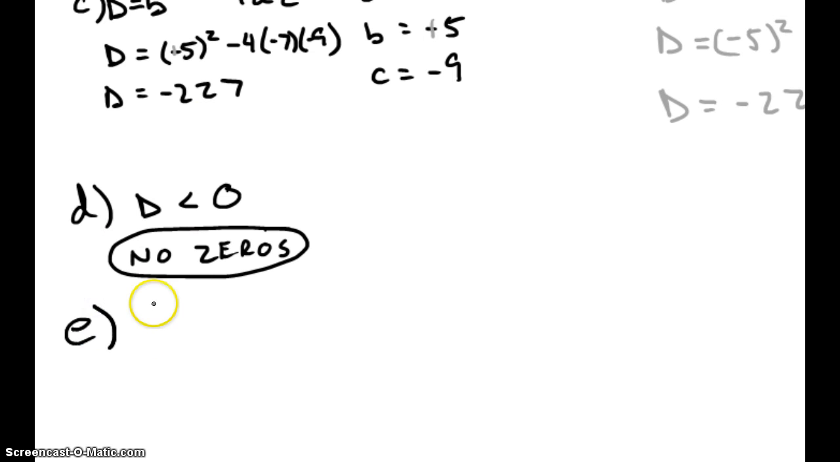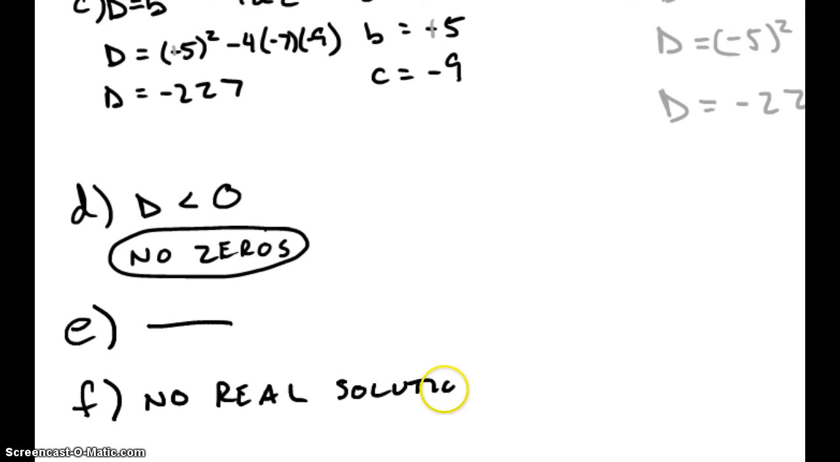Let's finish this off though. We can't really answer this. If we don't have any zeros, we can't really say whether they're rational or irrational. And part F, we have no real solutions. We do have two imaginary solutions, but you'll go into that more in Algebra 2. No real solutions. And that's it for this homework.